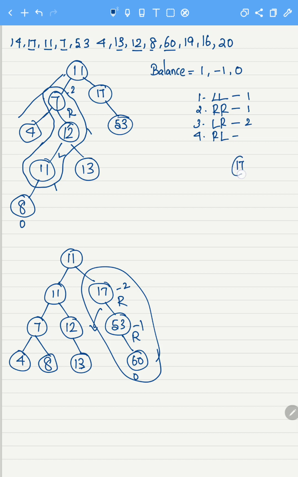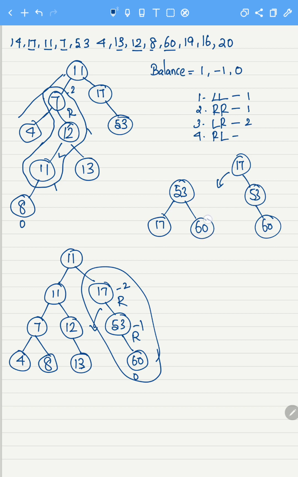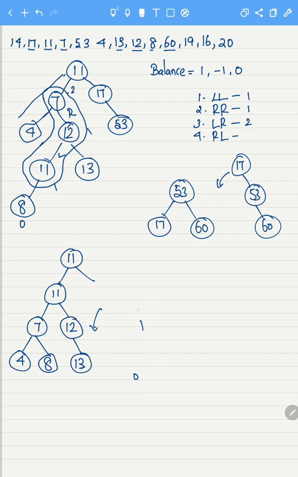So let me draw the node separately here. You have to do a left rotate, so finally your tree will be like this. I'll just bring 17 down. Now these 3 nodes will be replaced with this one, so I will replace these 3 nodes with this node.